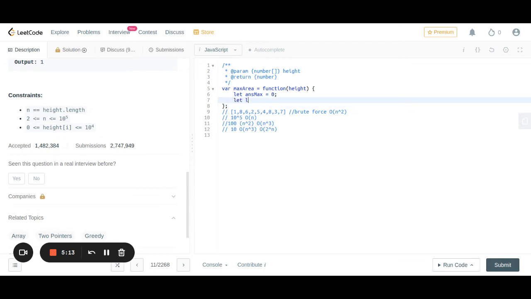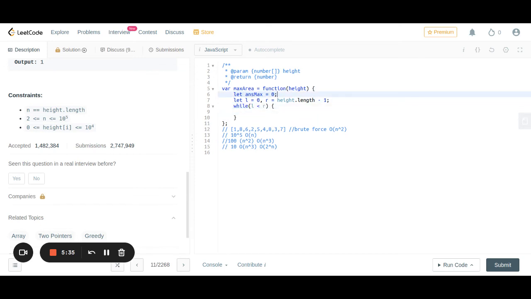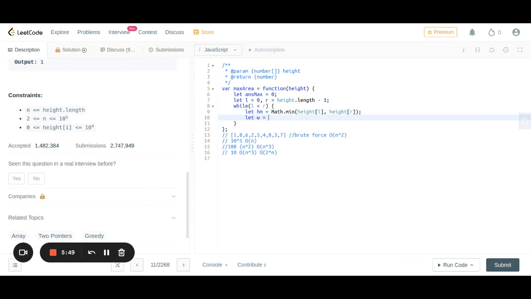So let's create a left boundary as 0, and let's create a right boundary as height.length minus 1. So it will be at the extreme right, one is at 0 and one is at the last. Now while left is less than right, we are not going to check equal, because for equal the width will be 0, and we already considered 0 as the maximum. Now let's get the minimum of both heights, like Math.min of height of left and height of right. Now let's calculate the width, width is equal to right minus left. This will be the width.